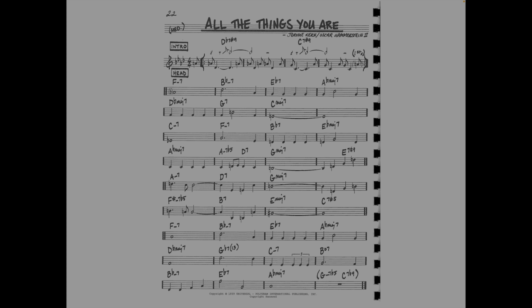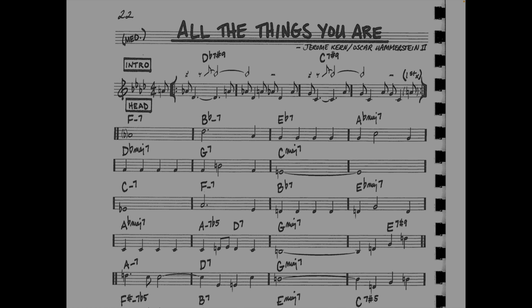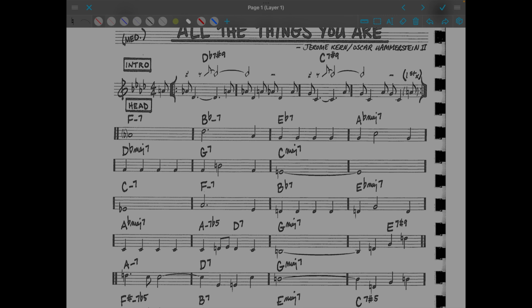Here we go. All the Things You Are, 1939, Jerome Kern, Oscar Hammerstein. We are just going to skip over the intro here. It's just a cool little phrase that happens at the beginning. Ultimately, it just leads to this F minor. So we won't dive too far into that.